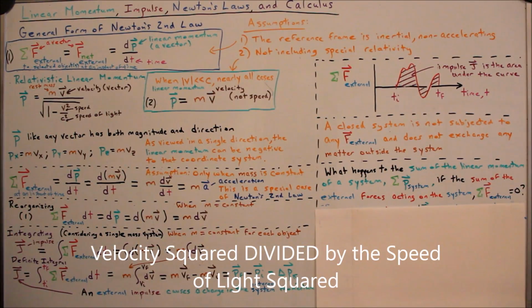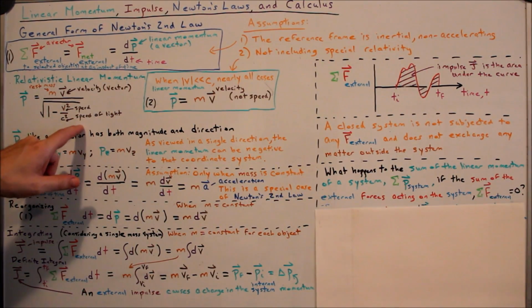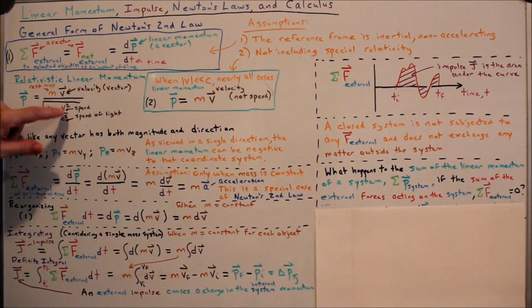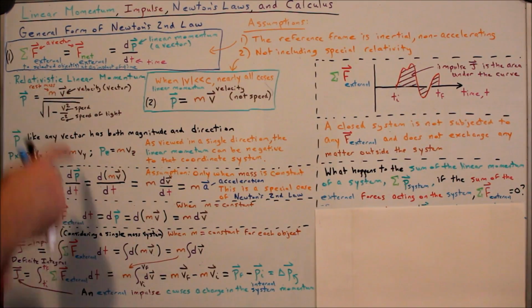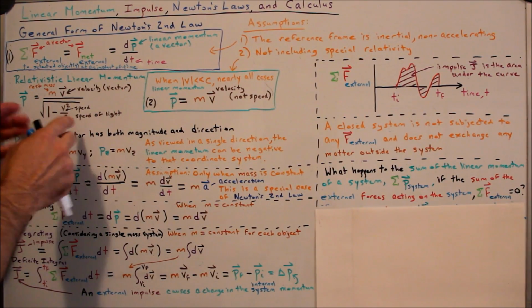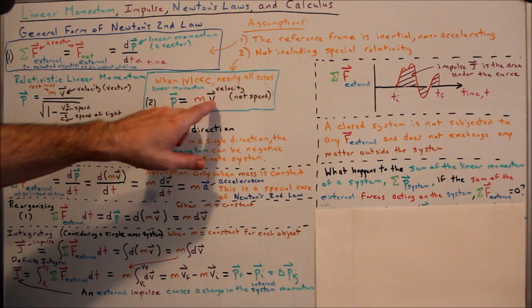Now, for most real-world problems, for anything that any human has ever made, the speed of this object is fractionally tiny relative to the speed of light, and so this ratio is very close to 0, and 1 minus 0 is 1. Square root of 1 is 1. So this term, essentially, for any practical human endeavor or anything we're going to analyze, is pretty much 1. So we generally make the assumption that this is close enough to 1. Therefore, when we solve it, we just say momentum equals the mass times the velocity.